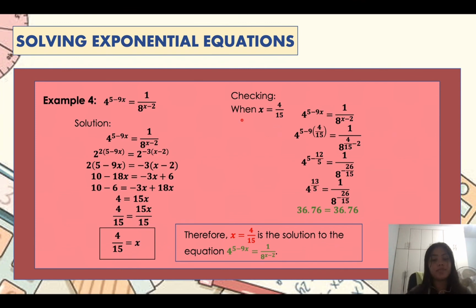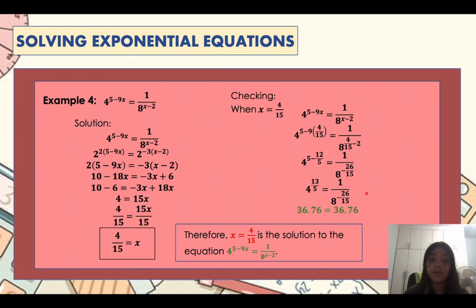So upon checking, when x equals 4 over 15, we have a result of 4 raised to the power of 5 minus 9 times 4 over 15 equals 1 over 8 raised to the power of 4 over 15 minus 2. Upon simplifying, we have a result of 4 raised to the power of 5 minus 12 over 5 is equal to 1 over 8 raised to the power of negative 26 over 15. Then we simplify again. Then we will have 4 raised to the power of 13 over 5 is equal to 1 over 8 raised to the power of negative 26 over 15.